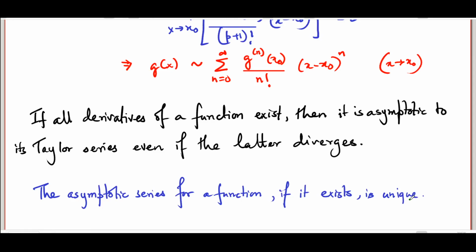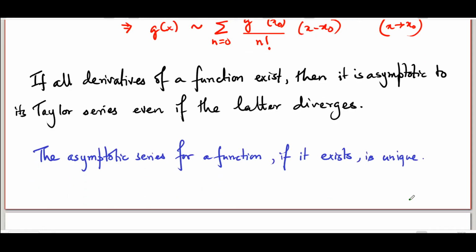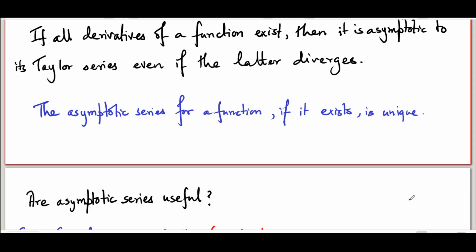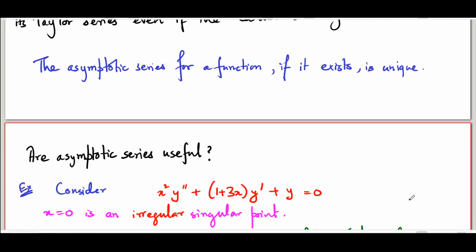But this non-convergence is what raises an issue. If the asymptotic series does not converge, is it of any use? To see that, let's turn to a particular example. I've taken this example from the book by Bender and Orszag. It considers a particular differential equation.